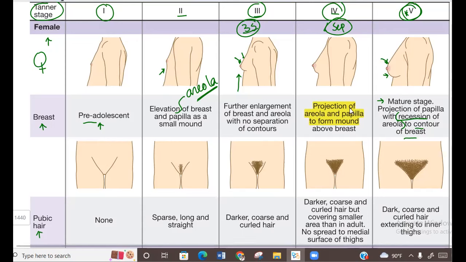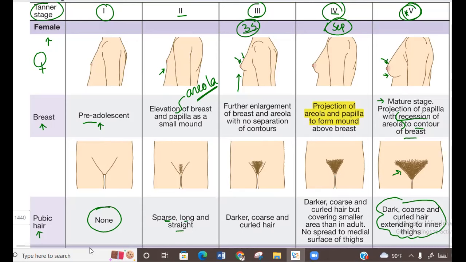Now let's go to the pubic hair. Pubic hair development is easier to remember. Stage 1 is no development, and stage 5 is adult-like hair extending up to the inner thighs. That word is important, inner thighs. Now let's talk about the middle stages. In stage 2, there is some hair, but it is low in number, sparse. The hairs are long and very straight.